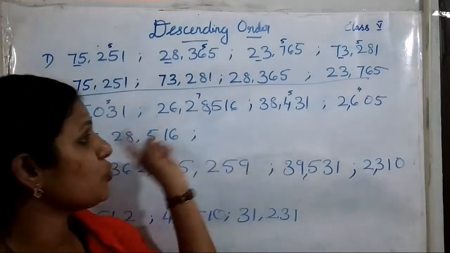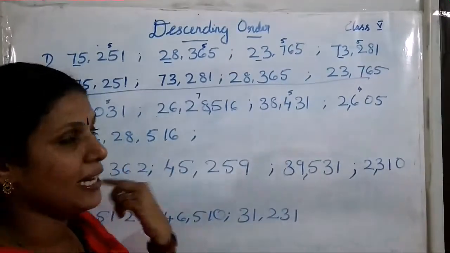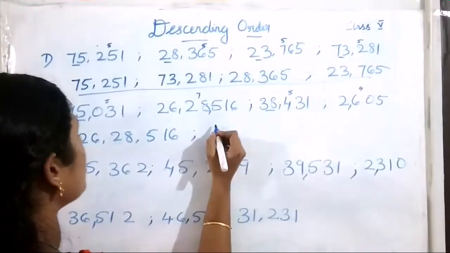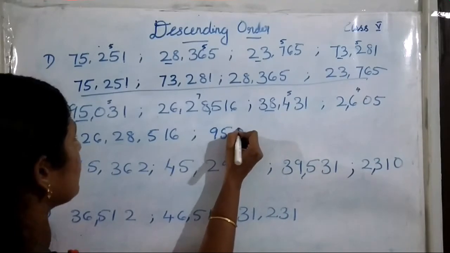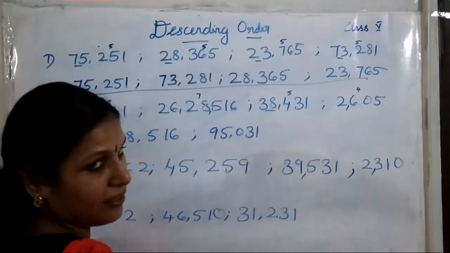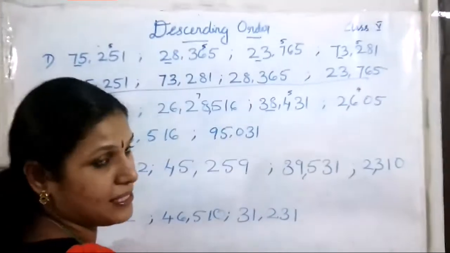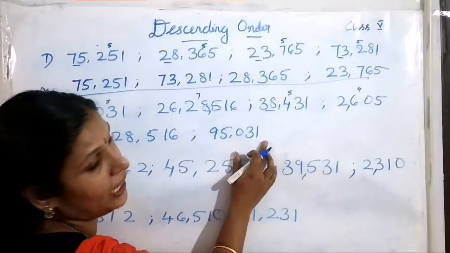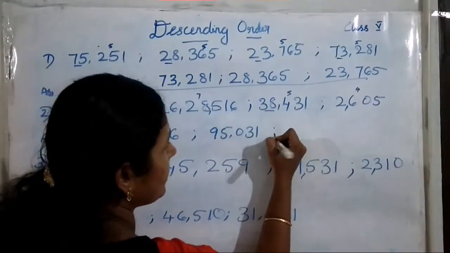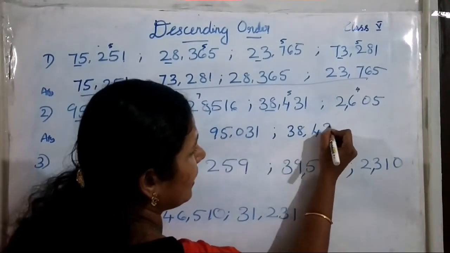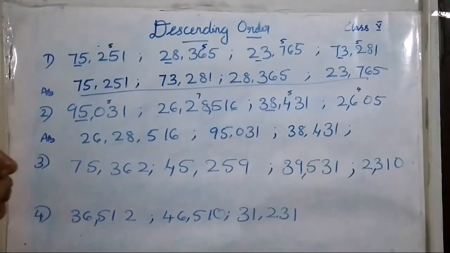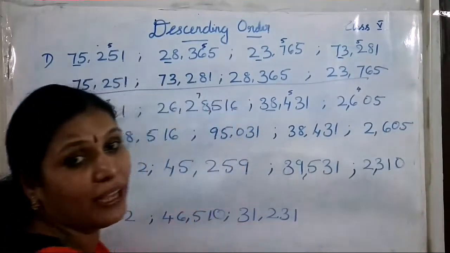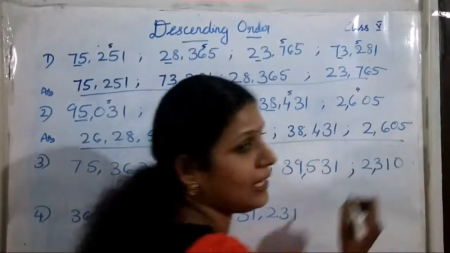Understood? The next is, there are two 5-digit numbers, so we select the highest place value of these. Here it is 38 and it is 95. So we know 95 is the bigger one. So we write 95,031. In that there is no 100 space, so that number is hidden. How to read this number? 95,031. Okay. The next is 38,431 and the last place number is, what's that? This one. That is the 4-digit number. It is 2,605. Okay. Our answer is like this.